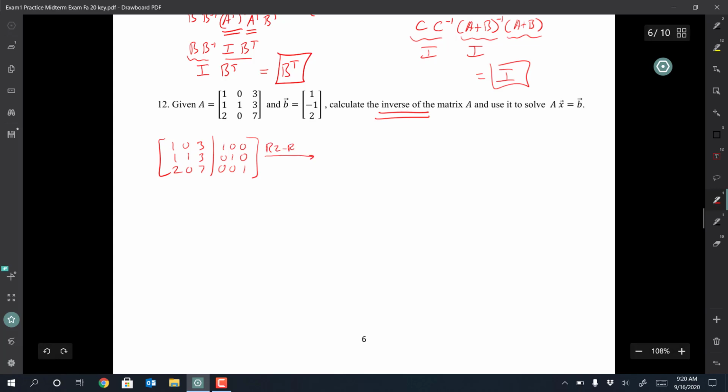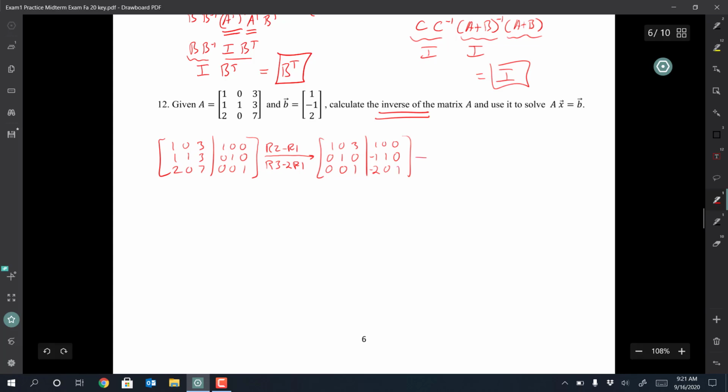I'm going to take row 2 minus row 1. First row stays the same. Second row becomes 1 minus 1 is 0, 1 minus 0 is 1, 3 minus 3 is 0, 0 minus 1 is negative 1, 1 minus 0 is 1, and I get 0 over here. So I'm really doing the row operation all the way across the full augmented matrix. Next, I'm going to take row 3 minus 2 times row 1. Here I'm going to get 0, 0, 7 minus 6 is 1, 0 minus 2 is negative 2, 0 minus 0 is 0, and 1 minus 2 times 0 is 1.